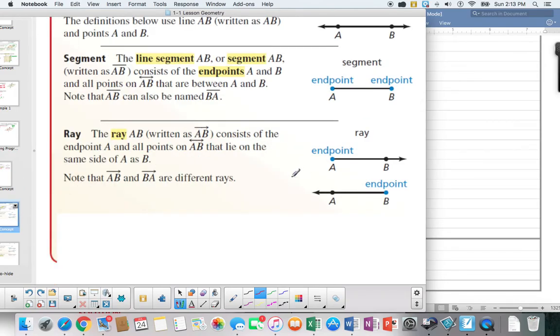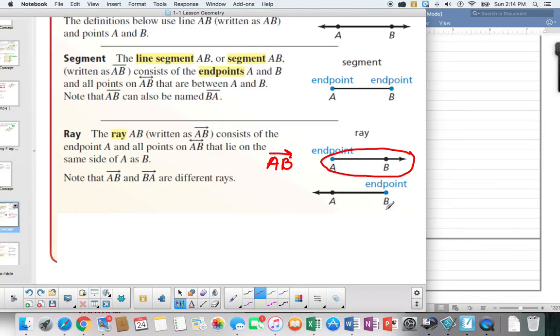Our next vocabulary word is ray. This is a picture of a ray. Notice it has one endpoint and it goes on forever. Again, it's also part of a line, just like a segment is part of a line. In this case, for this ray, you always start off with the endpoint. That's always first. And then pick a letter in the direction of the ray. And then we put the ray symbol over it.